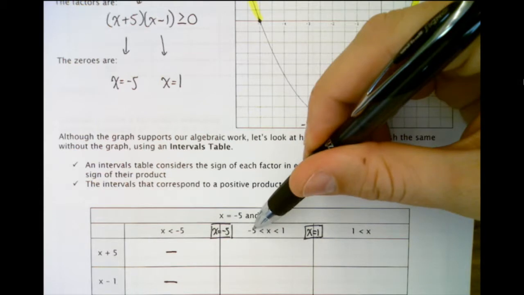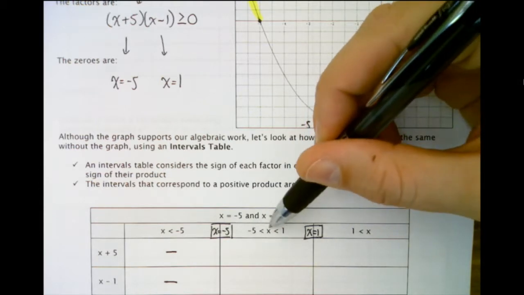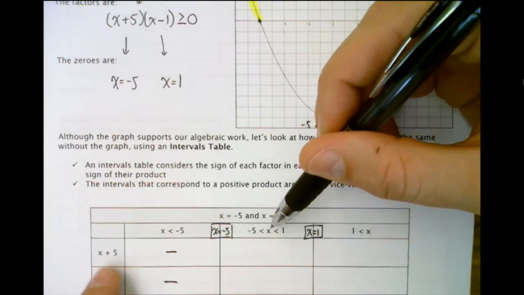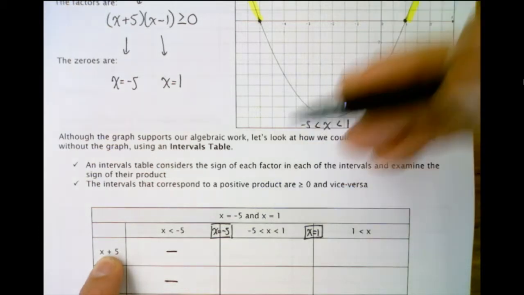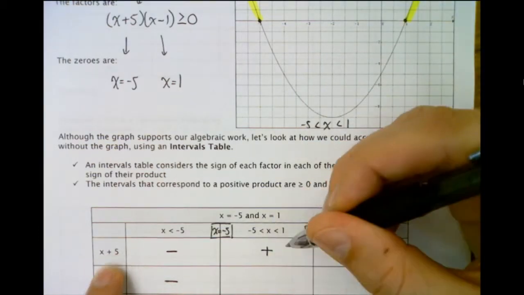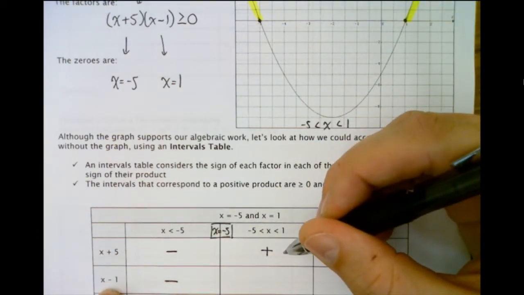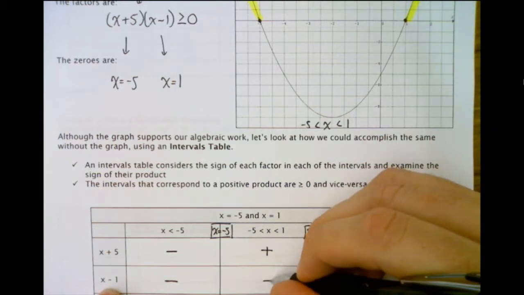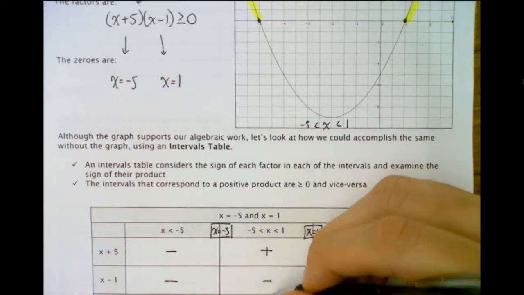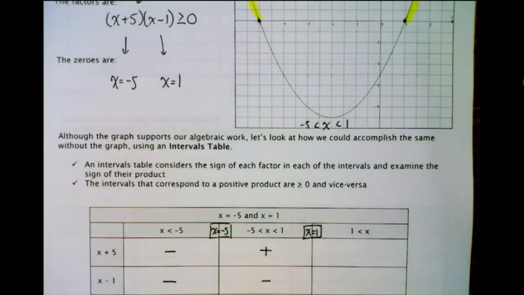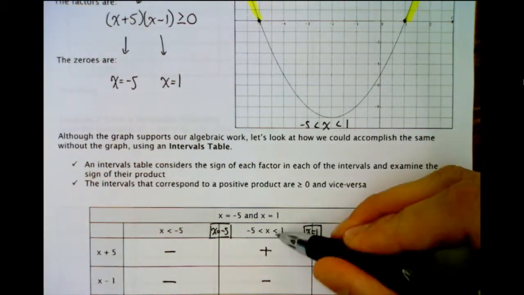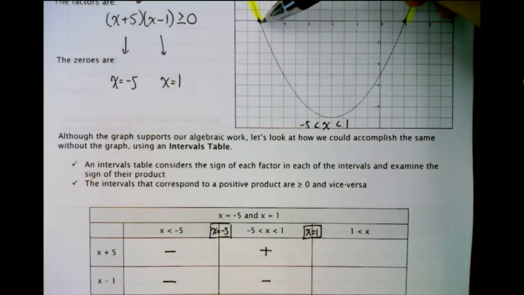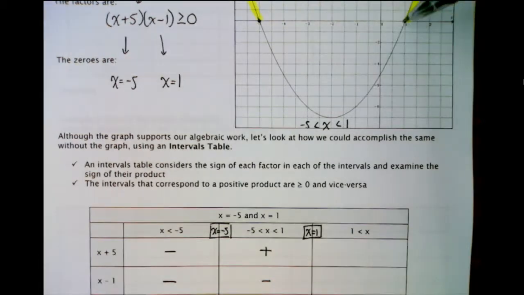A number between -5 and 1, let's choose 0. 0 is really easy. 0 plus 5 is 5, which is positive. And 0 minus 1 is -1, which is negative. A positive times a negative gives us a negative. So the function should be negative in this interval. And on our graph, we can confirm that between -5 and 1, the function was negative.